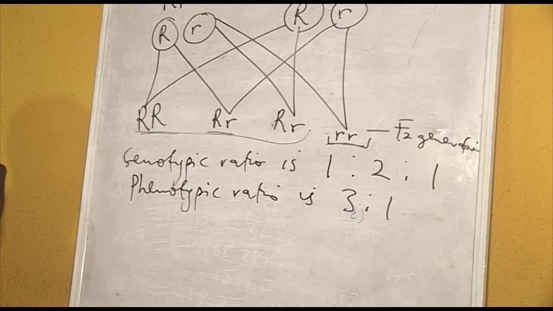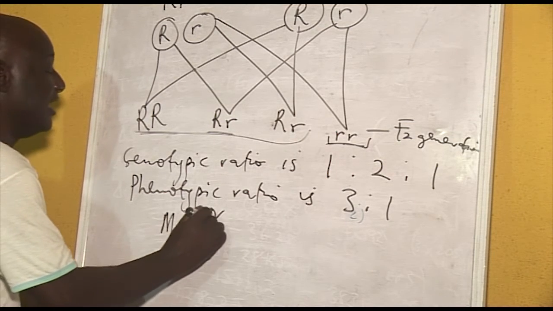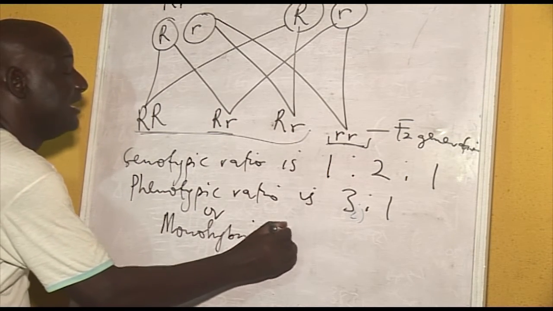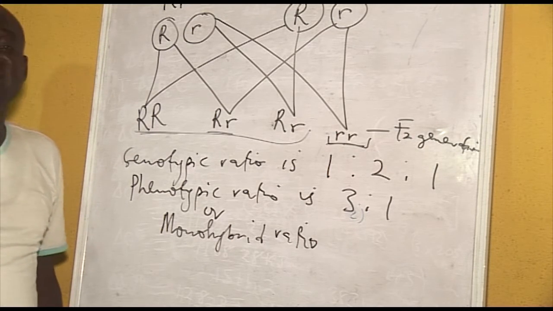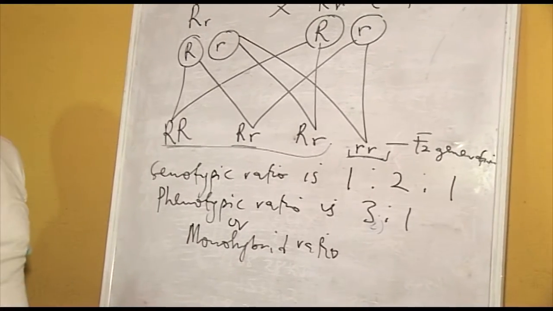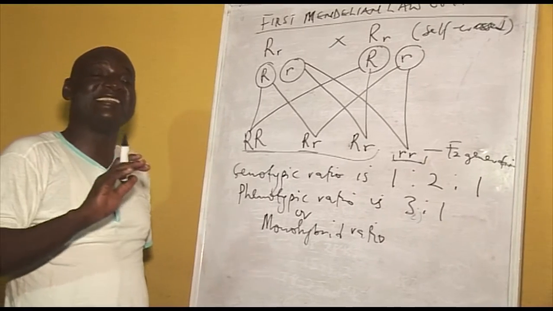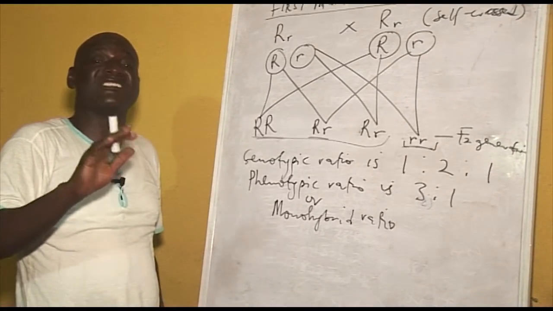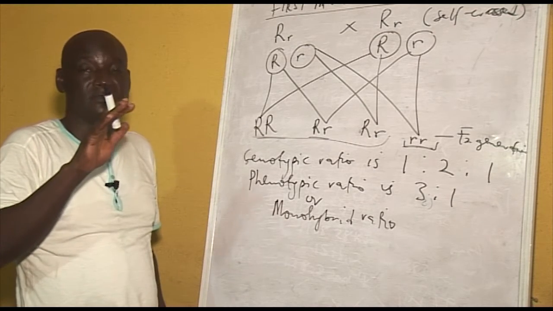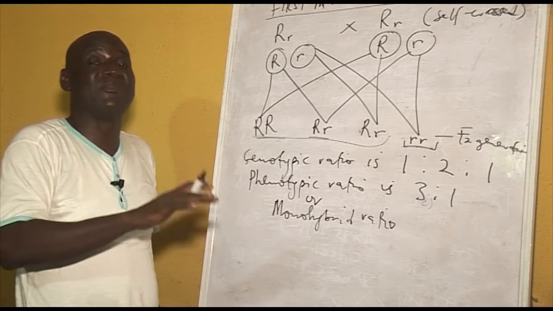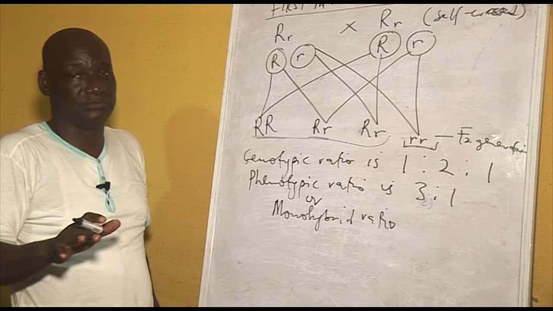And this ratio is also known as the monohybrid ratio. The reason why it's called the monohybrid ratio is because in the first law of Mendel, a pair of genes was considered, and it is this one pair of genes that shows the expression of a character. That is why it's based on monohybrid crossing. And because it's based on monohybrid crossing, the phenotypic ratio there is also known as the monohybrid ratio.